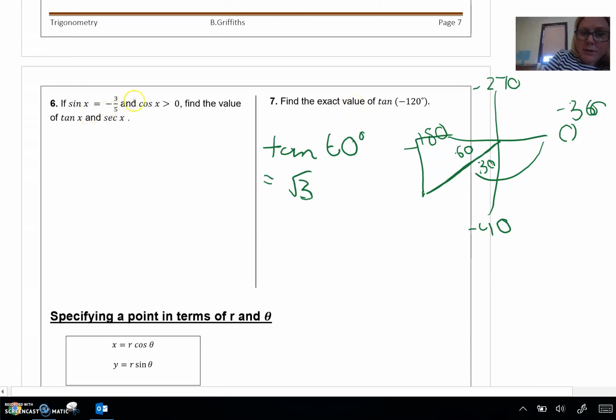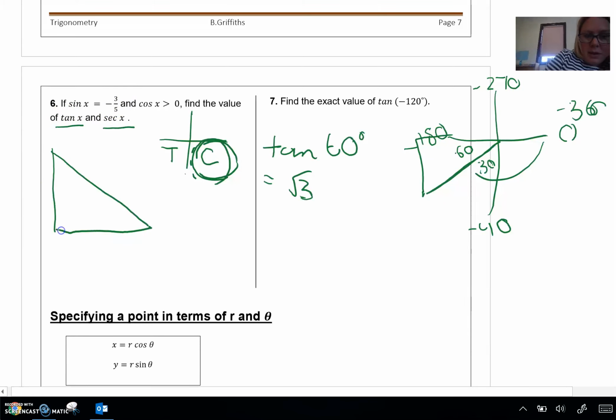Okay, if sine is minus 3/5, sine is minus, so it can be here or here. And cos is positive, so it's got to be in this quadrant. Find tan and sec. Okay, it gives me sine, and it says it's 3 on 5. So opposite is 3, hypotenuse is 5, so adjacent has to be 4 because of Pythagoras' triangle. Now, tan is opposite over adjacent. Tan theta is 3/4, but because it's in this quadrant, it has to be a minus.